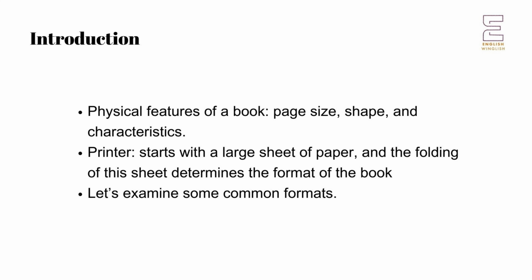In this video, we will discuss the term format of a book. Introduction. The format of a book refers to its physical features, including page size, shape, and other characteristics. The printer starts with a large sheet of paper, and the folding of this sheet determines the format of the book. Here are some of the common formats.